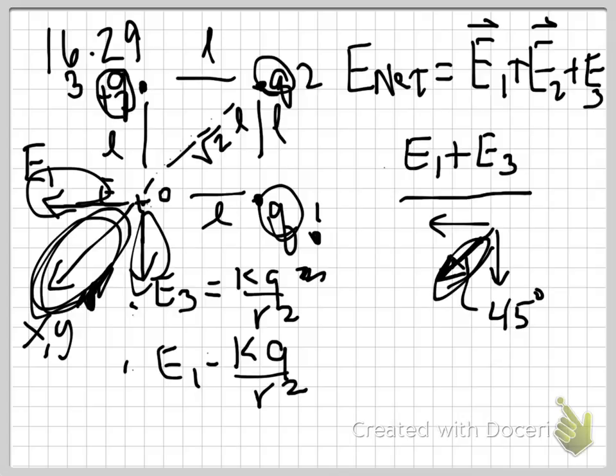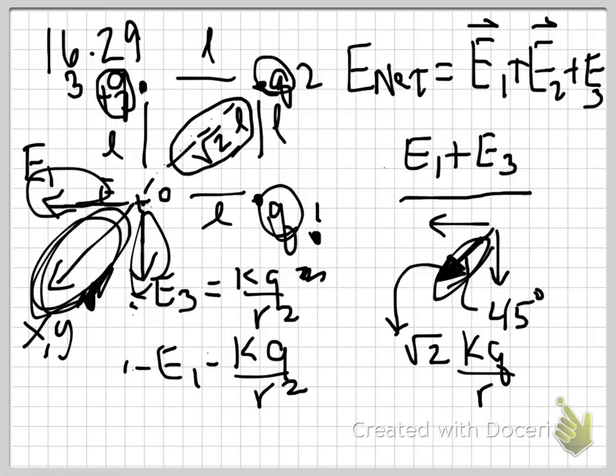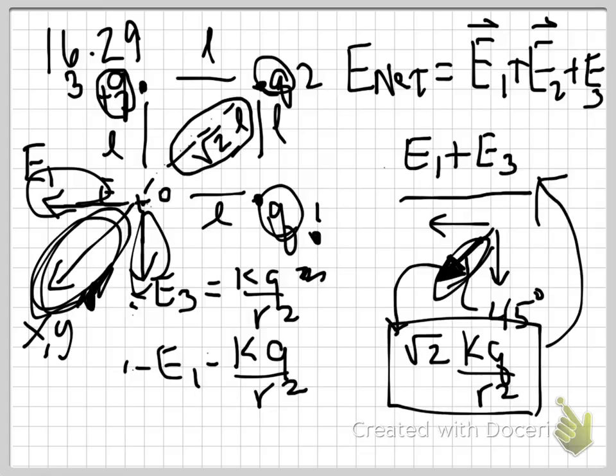So here's another shortcut. If E1 and E3 are both equal, like they are, the resultant vector right here, just like the diagonal was radical 2 L, which is the resultant of the two sides, is just radical 2 times whatever the vectors are, which is what E1 and E3 are. So it's just radical 2 kQ over r squared. That's E1 plus E3, and it's along E2, this one right here.